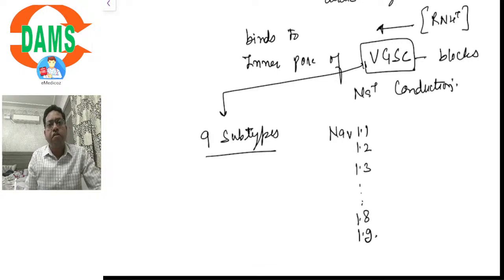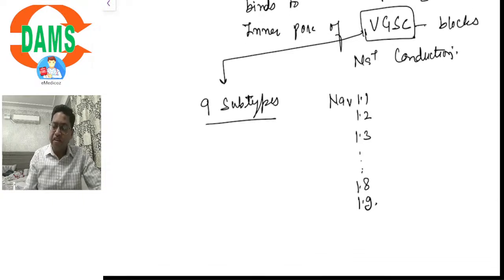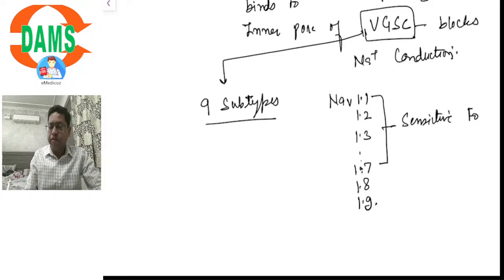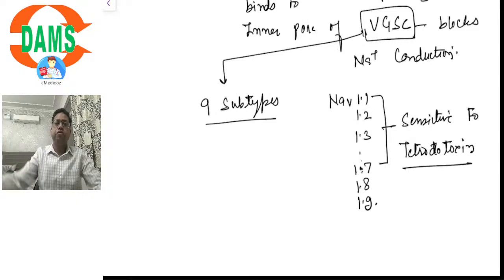NAV 1.1 through 1.9. What are these? These are 9 subtypes of voltage gated sodium channels which are present on the sensory nerve fibers. Now, out of these 9 subtypes, type 1 through type 7 are sensitive to a toxin that is called tetrodotoxin. That means they are called TTX sensitive.